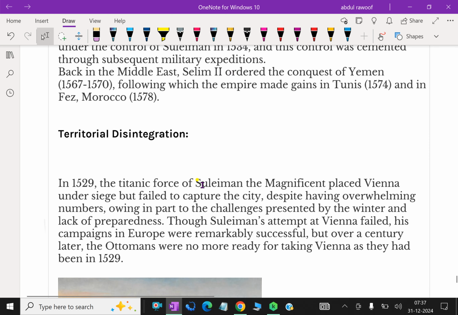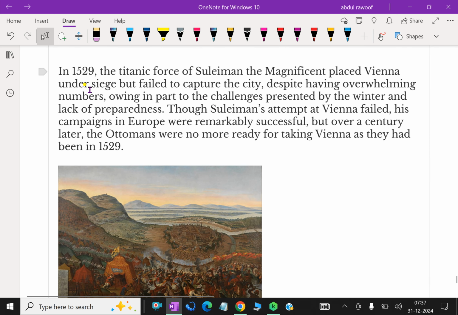Territorial disintegration. In 1529, the titanic force of Suleiman the Magnificent placed Vienna under siege but failed to capture the city, despite having overwhelming numbers, owing in part to the challenges presented by the winter and lack of preparedness. Though Suleiman's attempt at Vienna failed, his campaigns in Europe were remarkably successful.